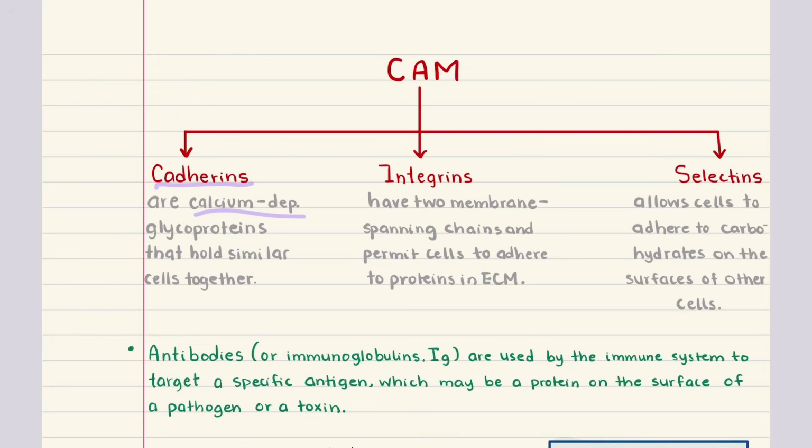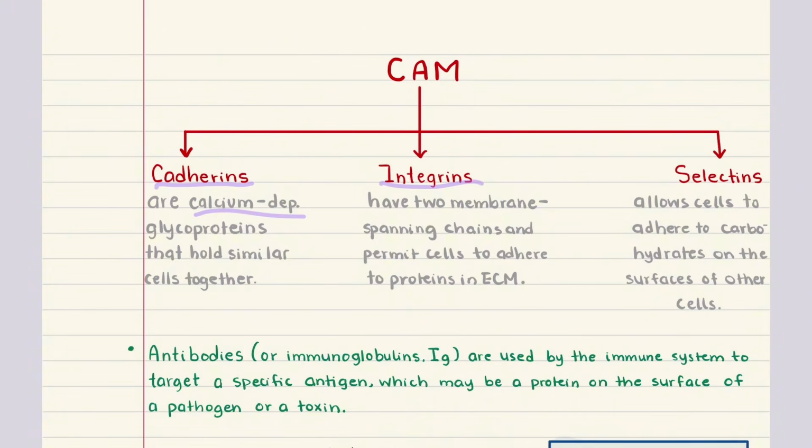Cadherins are especially important in holding cells together in tissues like skin or the linings of organs, and they help those tissues stay organized and intact. The stronger the cadherin interactions, the more tightly the cells are held together.